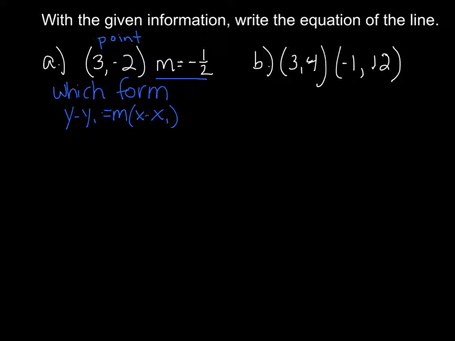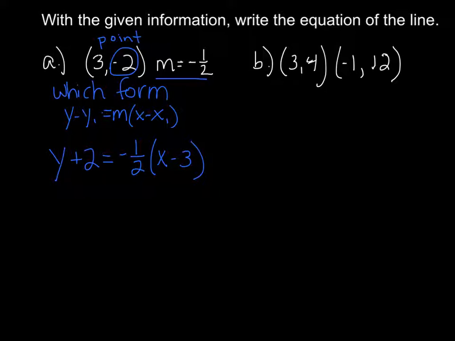Do you have to write the form every time? No, I'm just writing it to refresh our memory. So I'm going to plug in: y minus, my y1 is negative 2, so I'm going to see plus 2, equals the slope, negative 1/2, times x minus x1, that's my 3, minus 3. Okay, done. Cool.